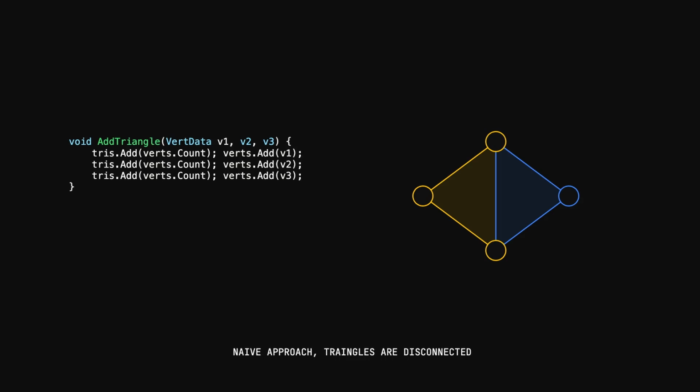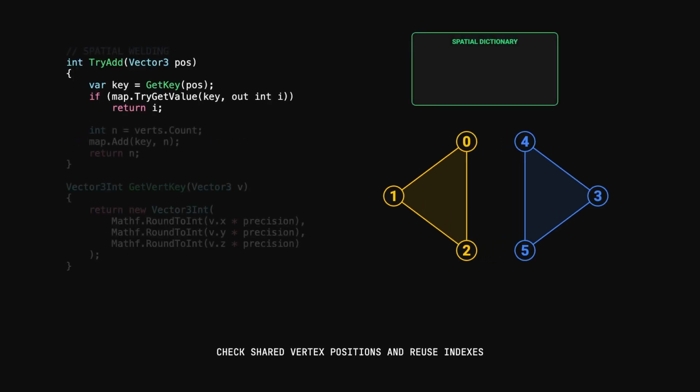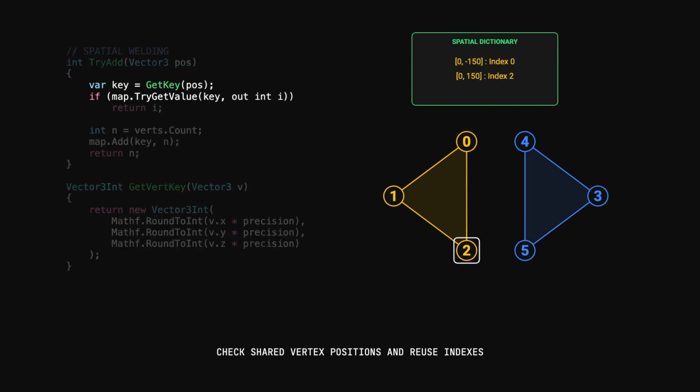Because we are duplicating vertices for every triangle, none of the surfaces are actually connected, and surface smoothing would not work. To fix this, we check if a vertex already exists at the same position and reuse it for multiple triangles.